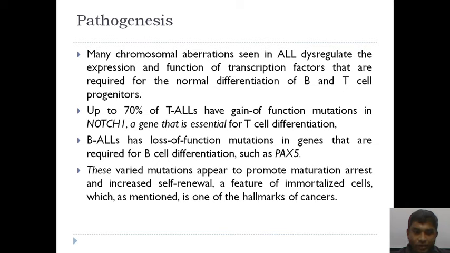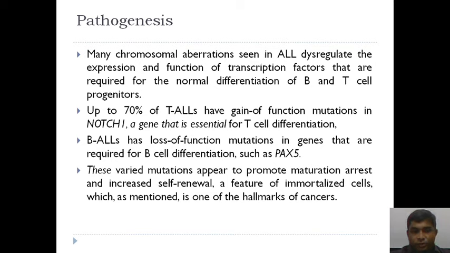B-ALLs have a variety of mutations in genes and chromosomal abnormalities, many of which are involved in normal B cell differentiation. Whereas in the case of B acute lymphoblastic leukemias, there is loss of function mutation in genes that are required for B cell differentiation, and these include, for example, the PAX5 gene, which is normally required for B cell differentiation. So mutation in this gene leads to B acute lymphoblastic leukemia.